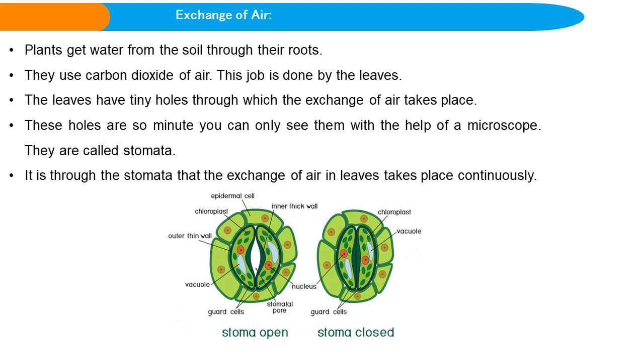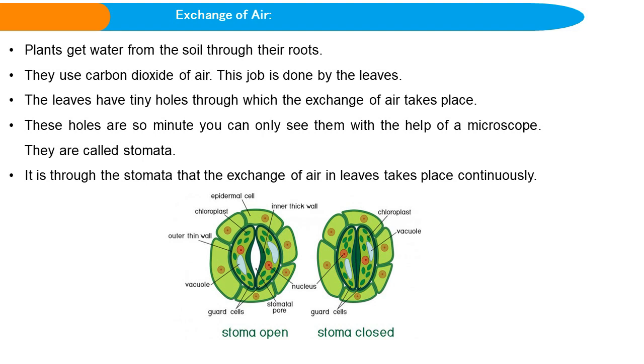That means through the pores, if you see the diagram, one pore is open and in the other diagram the stomata are closed. Whenever the stomata are open, that is when the gaseous exchange happens: oxygen will go inside and carbon dioxide will come, or carbon dioxide goes inside and oxygen comes out. Like that, depending upon the need of the plant, the exchange of gases takes place.